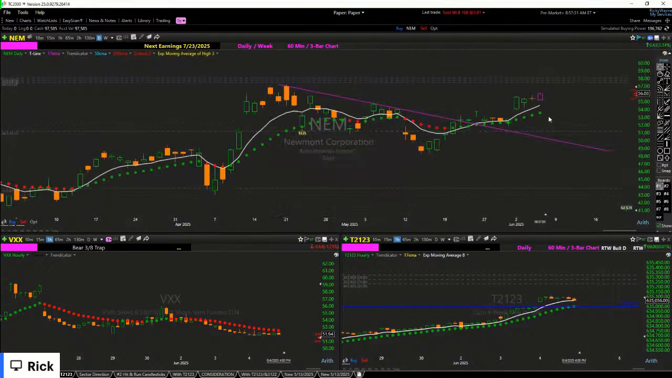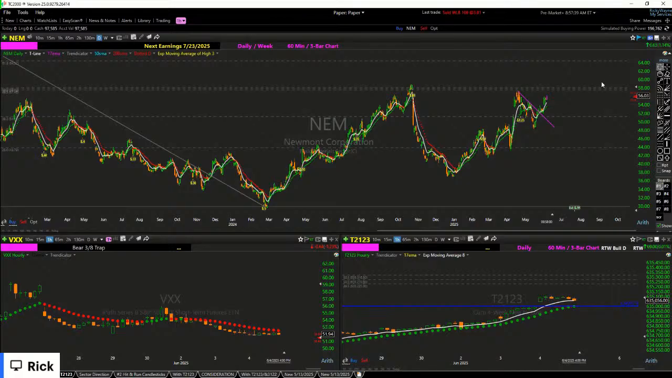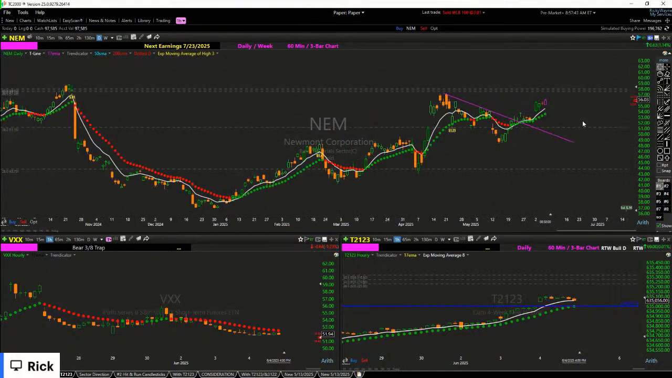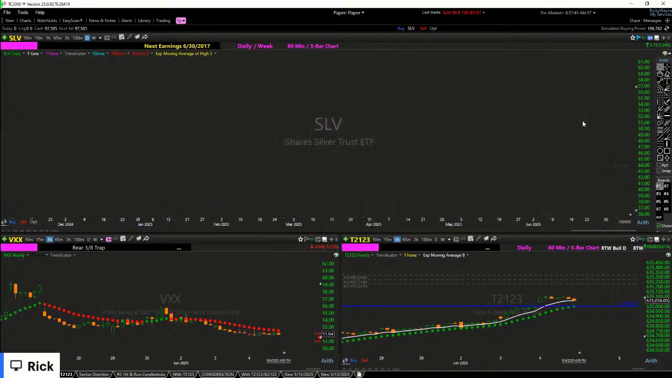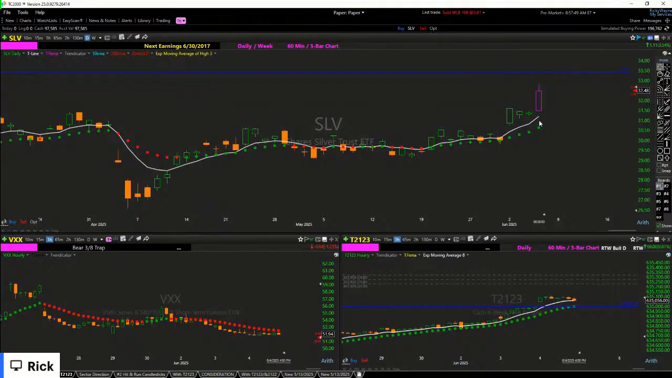NEM, I noticed, is moving up. And there's our 50% retracement. And that puts us back up there. The next move up is going to be in this 64 area right there. How about some SLV? Look at SLV. So those that have been holding it, way to go. Right there. Nice 3-8 trap in there.